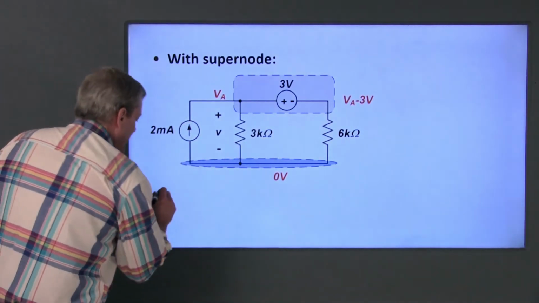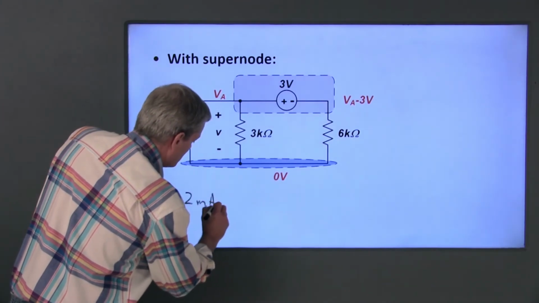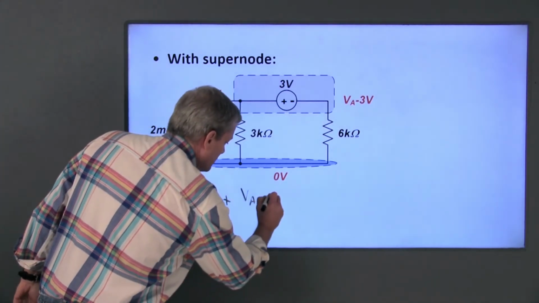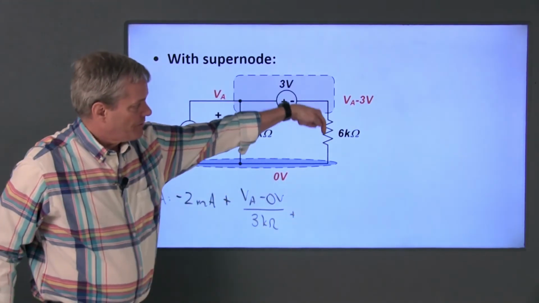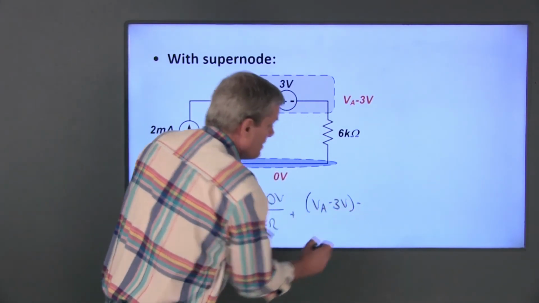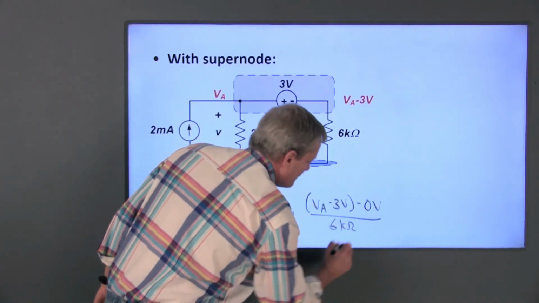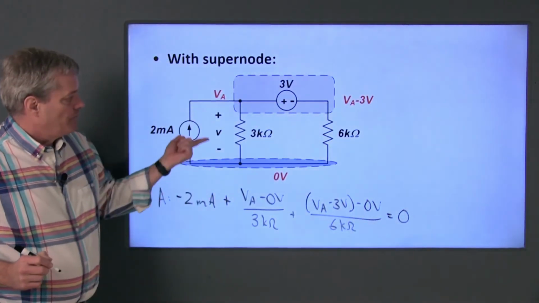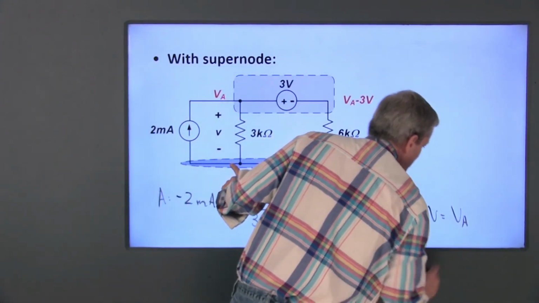If I do KCL at A, I have 2 milliamps entering, which is a negative 2 milliamps, plus the current through here is (VA minus 0) over 3 kilo ohms, plus the current through here is (VA minus 3 volts minus 0 volts) over 6 kilo ohms. That's the sum of all the currents leaving the node, so that equals 0. Now my voltage V is VA minus 0 volts, so V is just equal to VA.